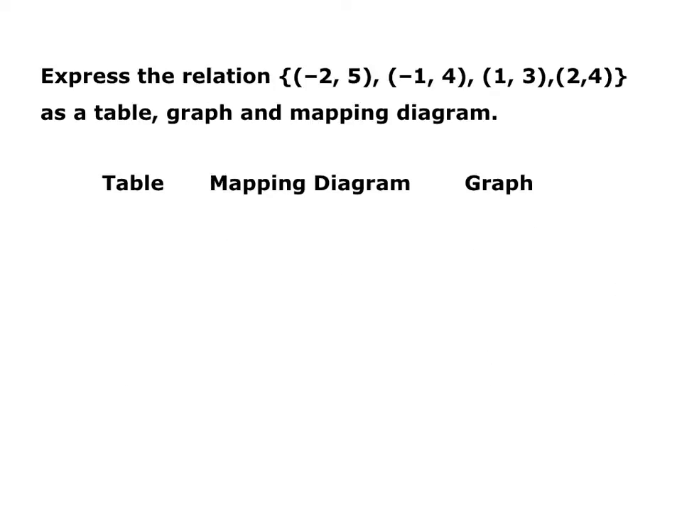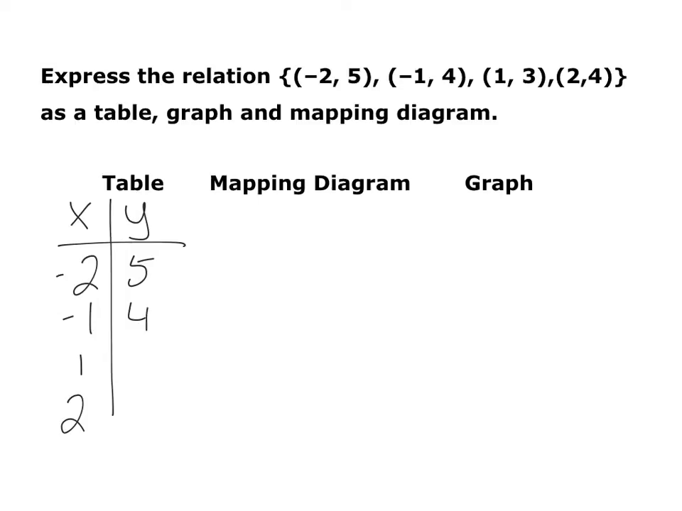Here we have a relation with four ordered pairs, (-2, 5), (-1, 4), (1, 3), and (2, 4). We want to express this as a table, graph, and a mapping diagram. So to start with our table, we can even create our own just by drawing x and y. So I'm going to put my x values in, -2, -1, 1, and 2, and then I'm going to put them with their corresponding y. So we have 5, 4, 3, and 4.